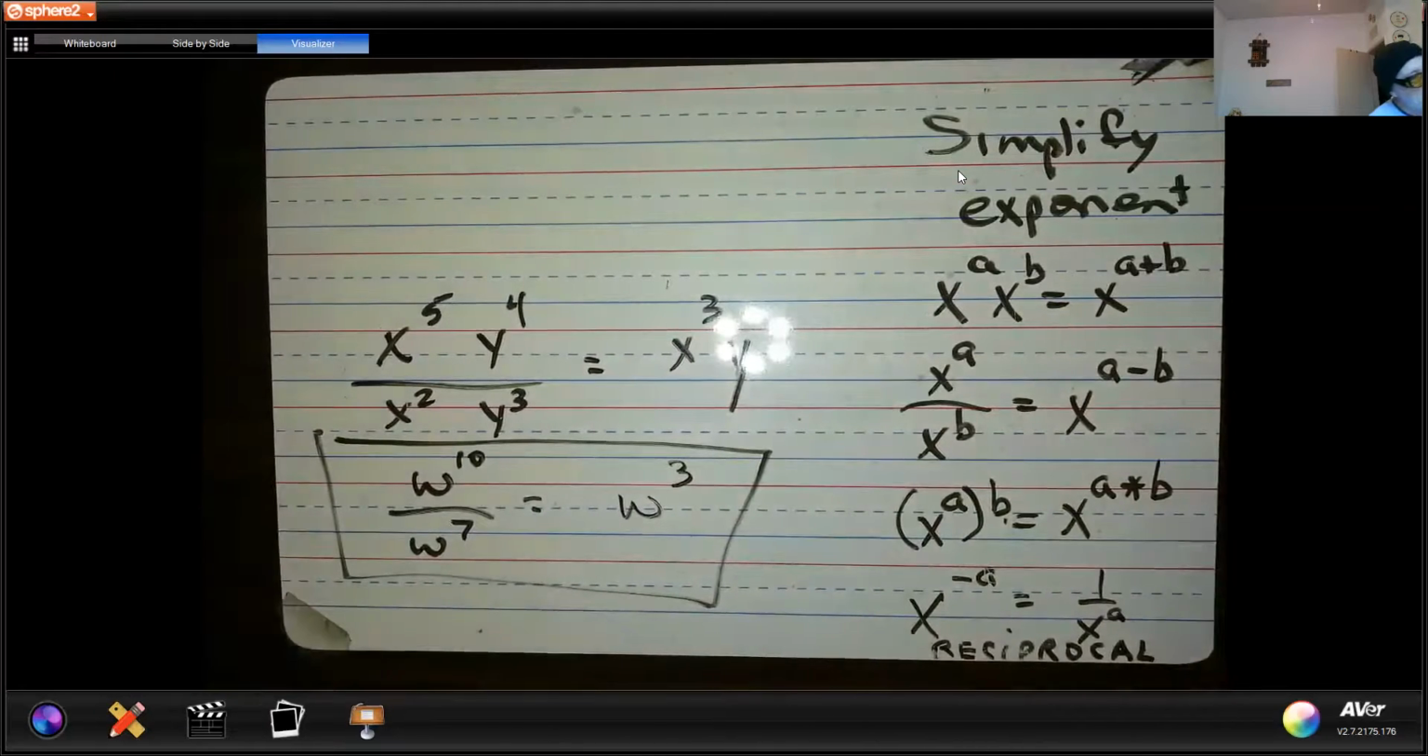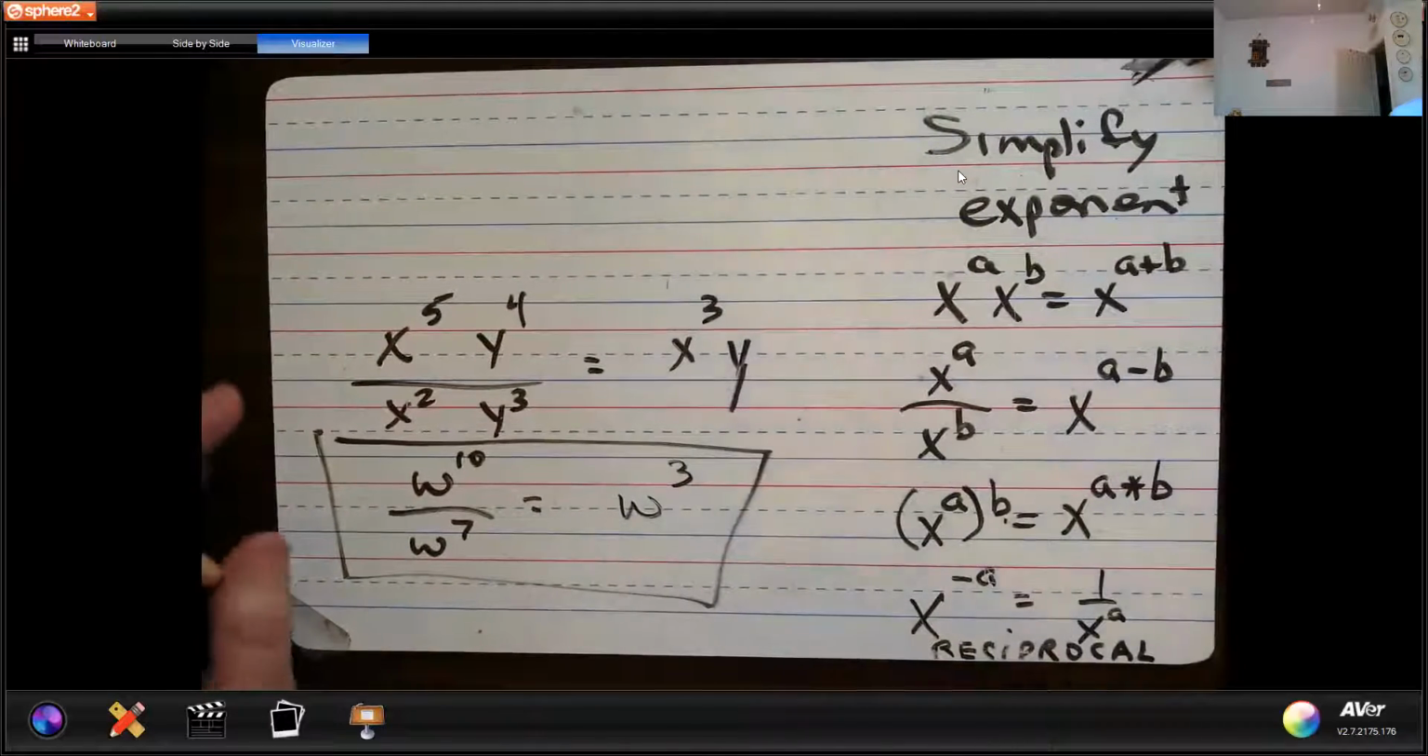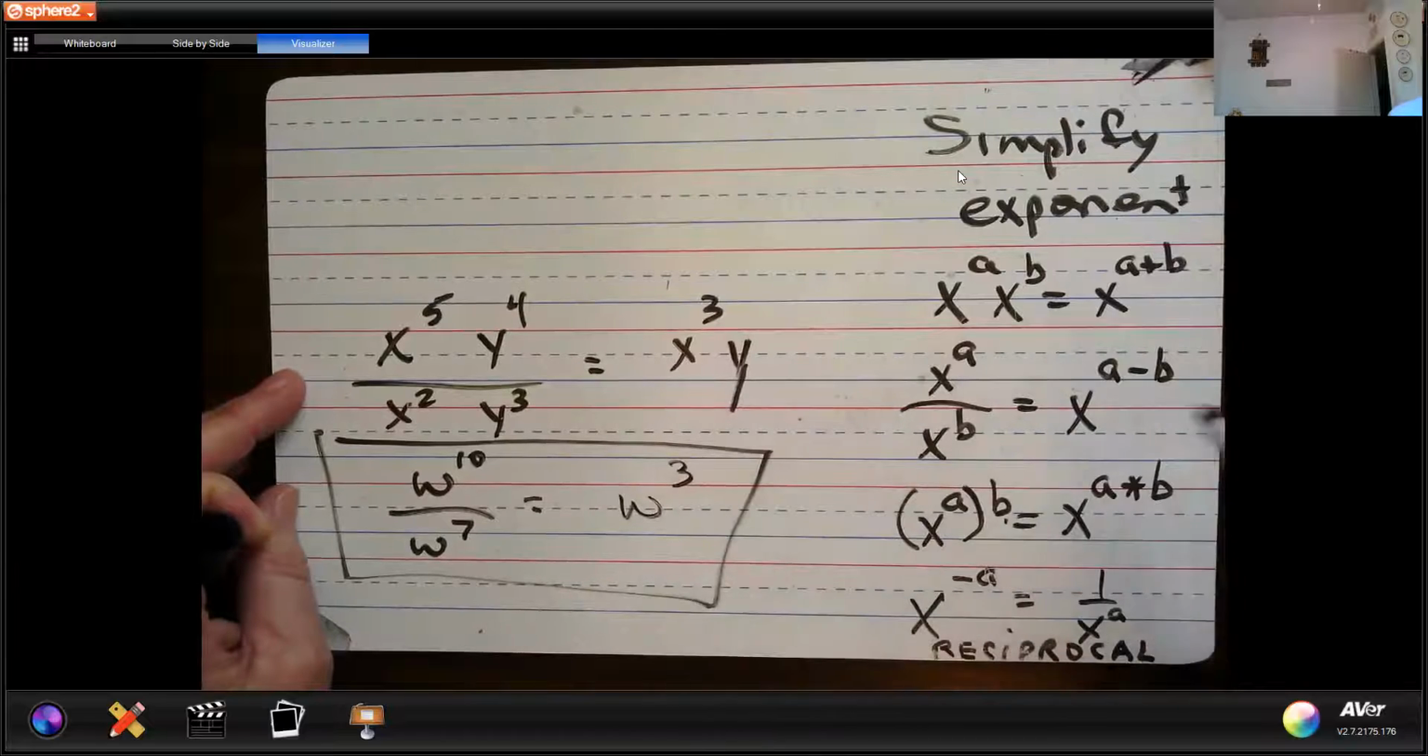Oops, my light's on. It's in the way. There we go. How about that?